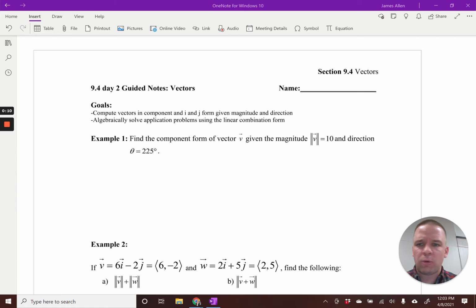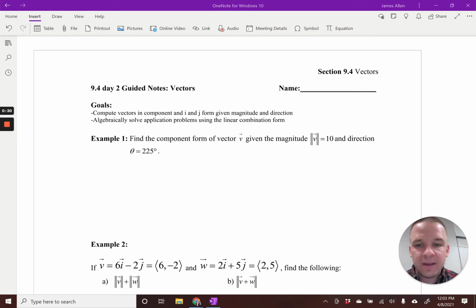So first example, well, actually, let's go over our goals here. It's good to have goals. See if we meet those goals. So we want to compute vectors in component and i-j form, given our magnitude and our direction. That's going to be our first example there. And then algebraically solve application problems using the linear combination form. All right, let's do this.